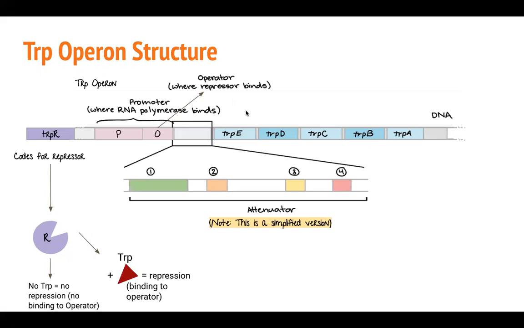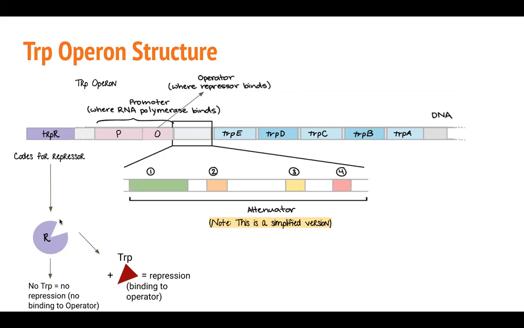But then these trpE, D, C, those are all the genes that code for the proteins that make tryptophan. So this DNA will turn into mRNA that will then be able to make the proteins for A, B, C, D, E, whatever.